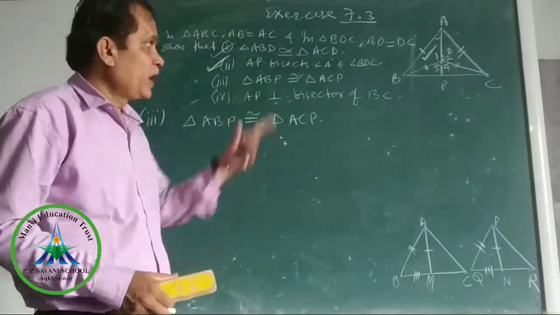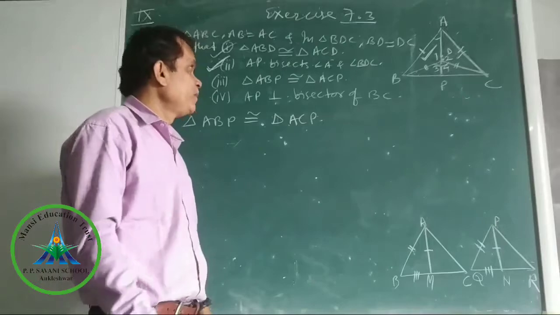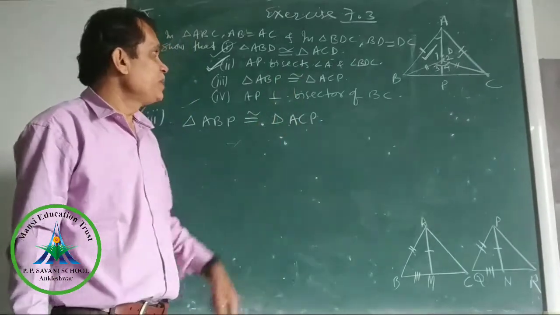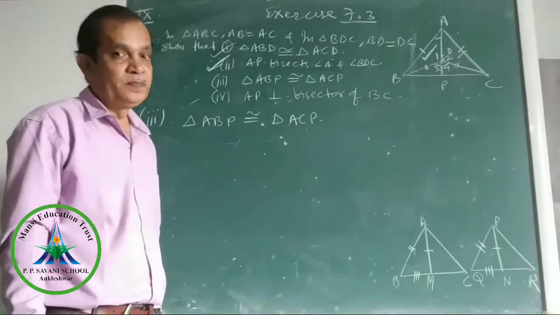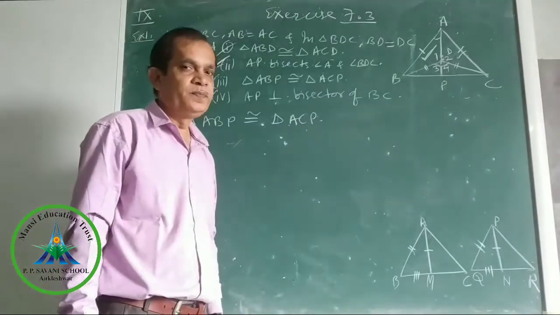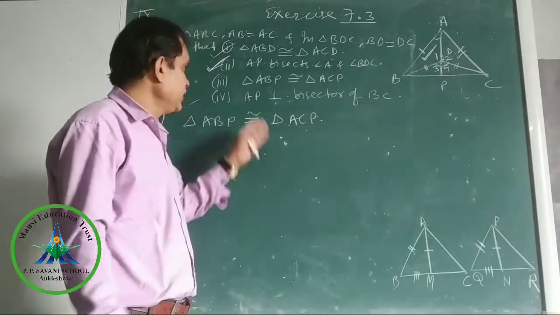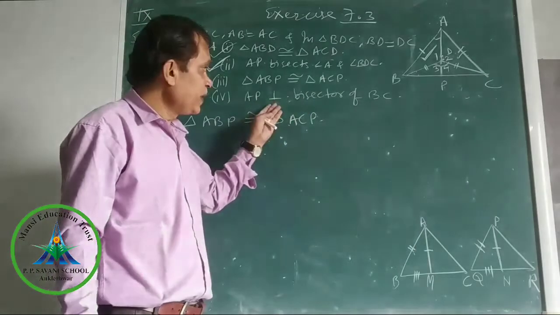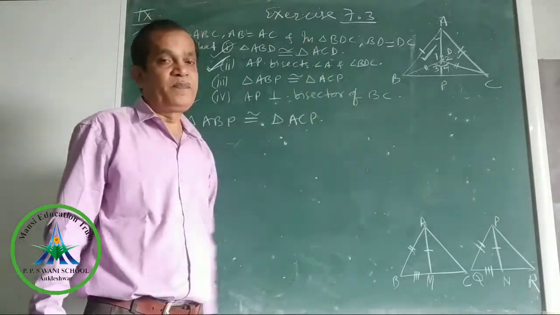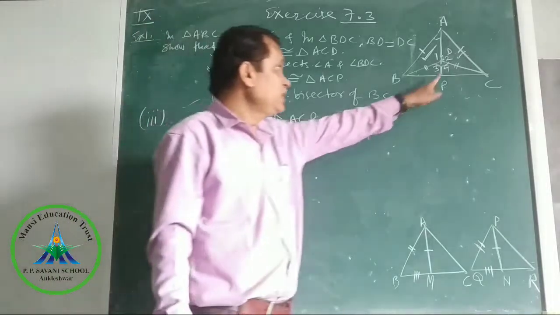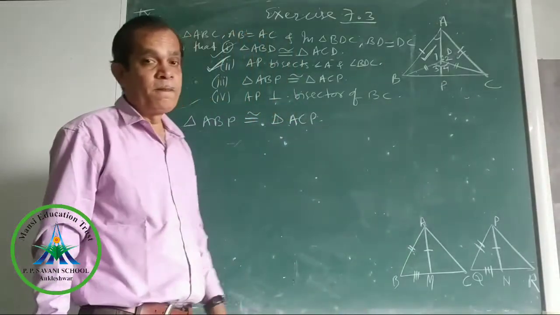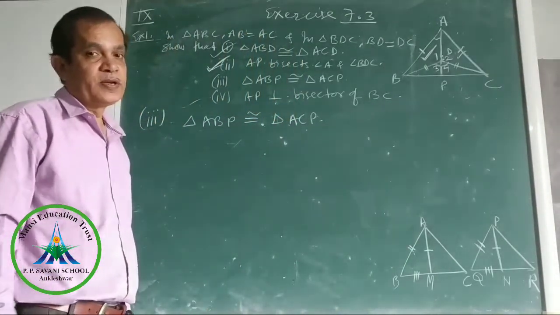I told you AB equal to AC and AP equal to AP common. Remember it. After proving this, automatically you will say AP is perpendicular to bisector of BC. This is the angle P is 90 degree. I hope you will do it.